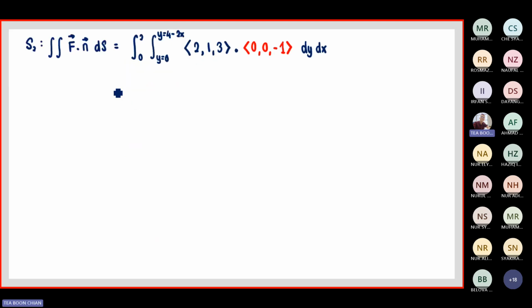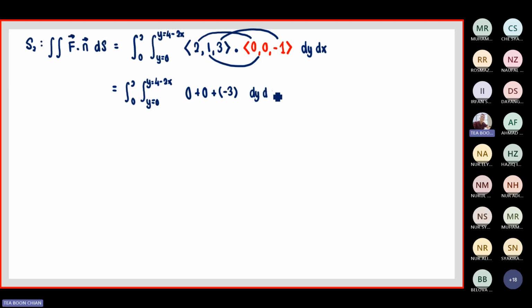As usual, expand the dot product. So from 0 to 2, so here from y equals 0 to y equals 4 minus 2x. So 2 multiply 0, 0, plus 1 multiply 0, also 0, minus, okay, because 3 multiply -1 is -3. So plus -3, which means minus dy dx. Okay, there is a negative value here, because 3 times -1. So this is a negative value. Well, as usual, if you have a negative constant, you can pull it out.